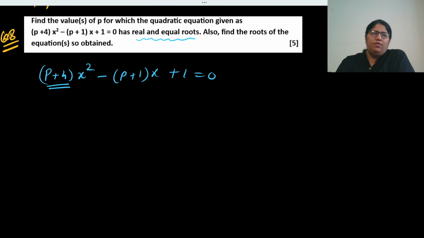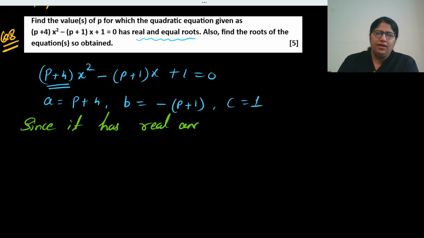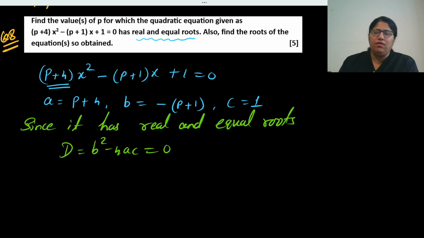What will we write down here? What is the value of a here? Coefficient of x square is p plus 4. Coefficient of x is minus p plus 1 in the bracket, and c is 1. Now here, since it has real and equal roots, you know what the rule is here? D, which is b square minus 4ac, will be equal to 0.